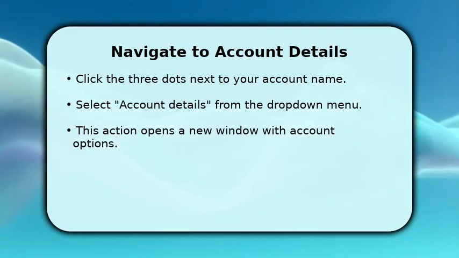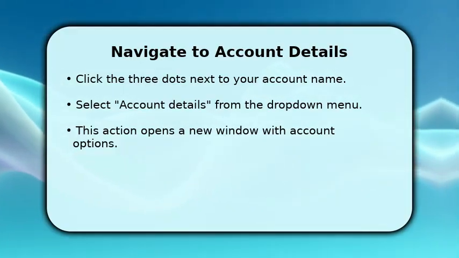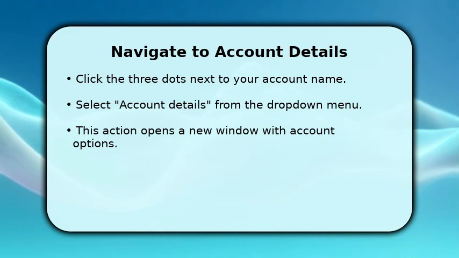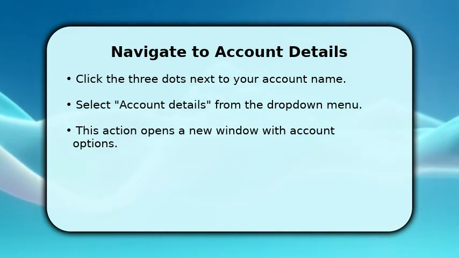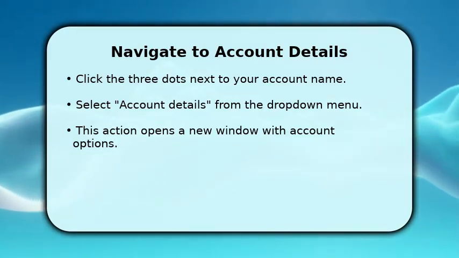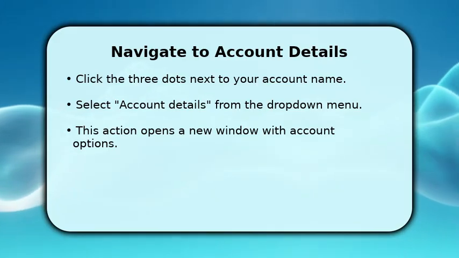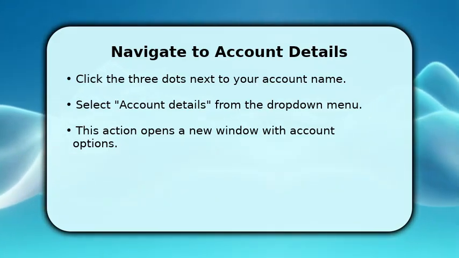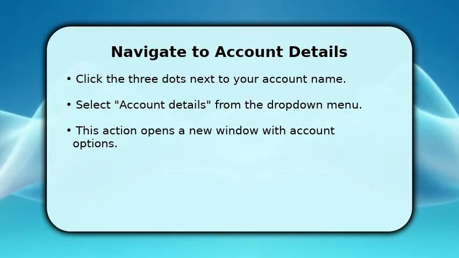Once MetaMask is open, locate the 3 vertical dots next to your account name at the top right of the extension window. Click on these dots to reveal a drop-down menu. From this menu, you'll need to select the option labeled Account Details. This will open a new pop-up window, bringing you one step closer to accessing your private key.